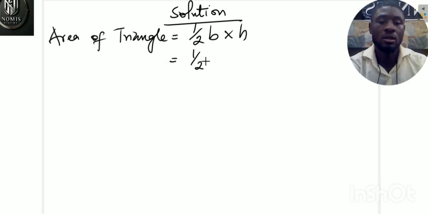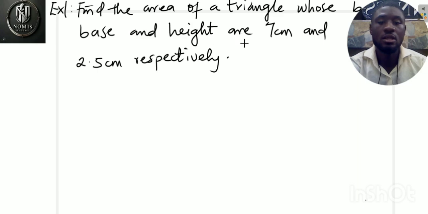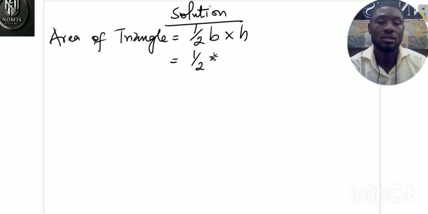1 all over 2, the base, as the question gives, is 7 centimeter. When you see a question and it adds "respectively" to the end, it means that you should assign those values to the parameters as they are arranged, meaning base is the 7 centimeter and the height is the 2.5 centimeter. So you must take it like that, otherwise you might get it wrong. So the base is 7, while the height is 2.5. So let's put that, multiply by 7 over 1, multiply by 2.5 over 1.